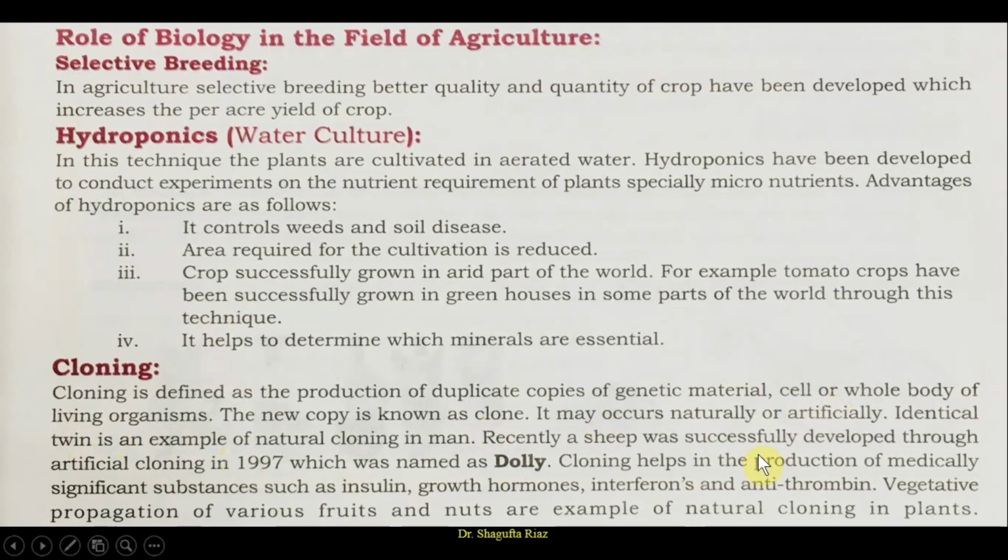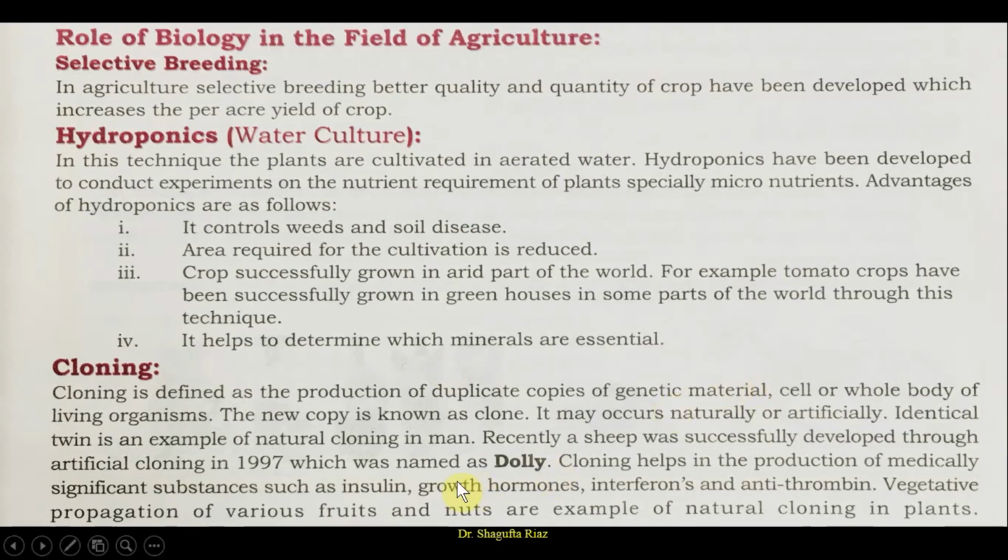Cloning can be natural cloning or it can be artificial cloning. What are the examples of natural cloning? You have observed identical twins in your family or among your relatives. This is an example of naturally occurring clones, or natural cloning. There are some other examples, like the development of tumors and cancer cells. These are all examples of natural cloning.